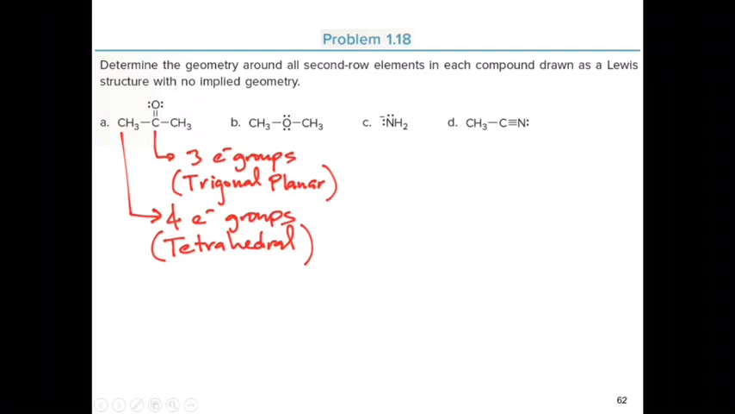What about this oxygen up top, which is also a second row element. This oxygen has a total of 3 electron groups. You have 2 lone pairs and a double bond for a total of 3 electron groups. In that case, it will have a trigonal planar electron geometry.